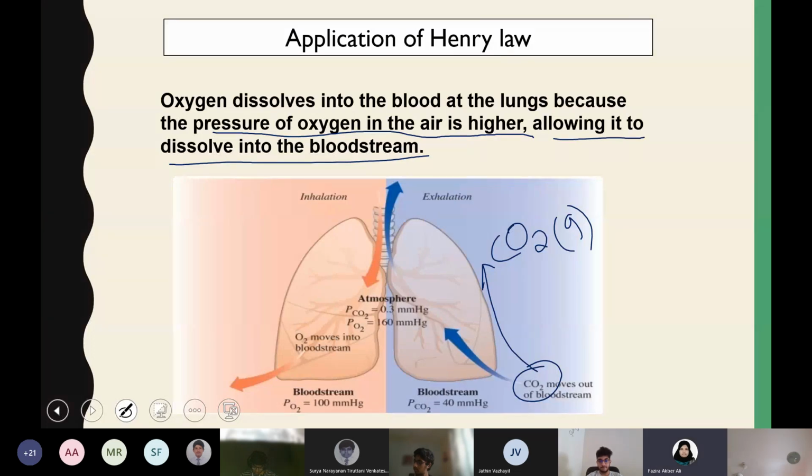So that is again an application of Henry's law, where oxygen is getting dissolved in the bloodstream and is being transported throughout our body because of this pressure thing. At high pressure of oxygen, it immediately gets dissolved. But when it reaches the tissues or cells where it requires oxygen, where the pressure of oxygen is very less, the solubility of oxygen decreases and it converts back to the gaseous state. Am I clear?